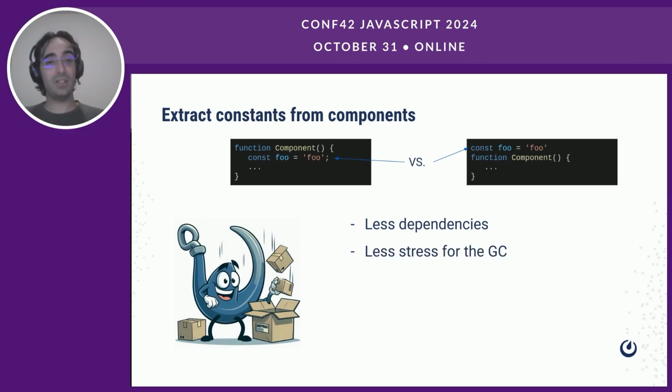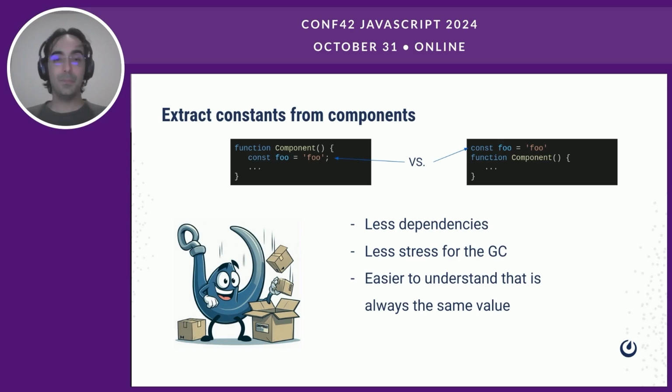Also, it's less stress for the garbage collector. It doesn't need to be garbage collected because it's going to live forever in the file scope. And it is easier to understand that it's always the same value when you are reading this document.